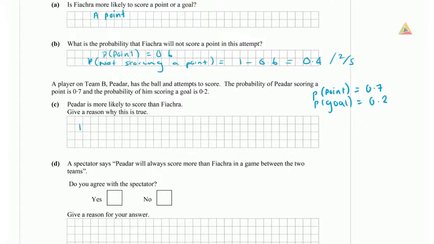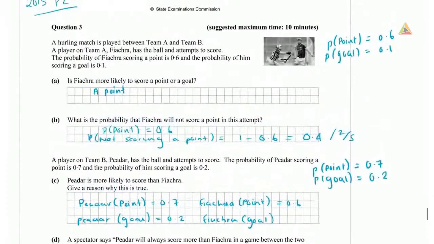Okay, well the probability of Pather scoring a point is 0.7 and the probability of Fiacra scoring a point is 0.6. That's what was given to us. The probability of Pather scoring a goal is 0.2 and the probability of Fiacra scoring a goal is 0.1.